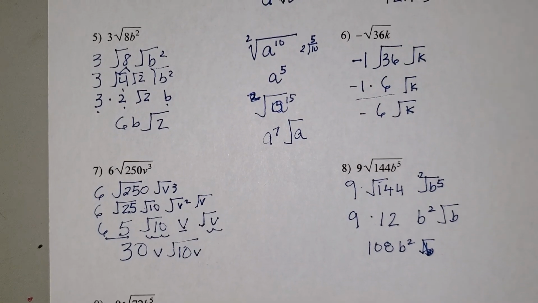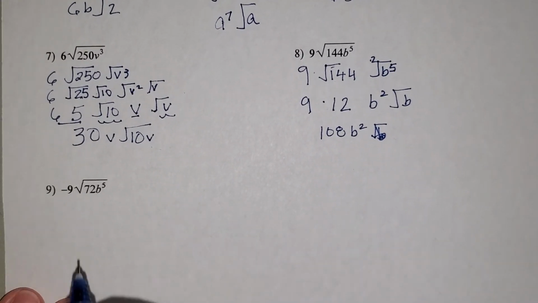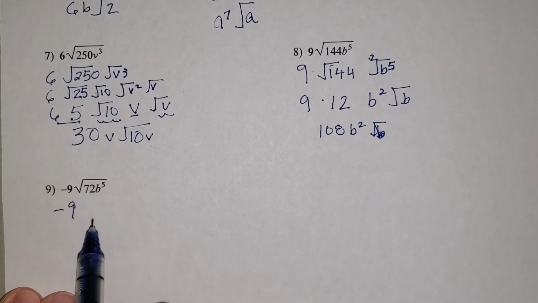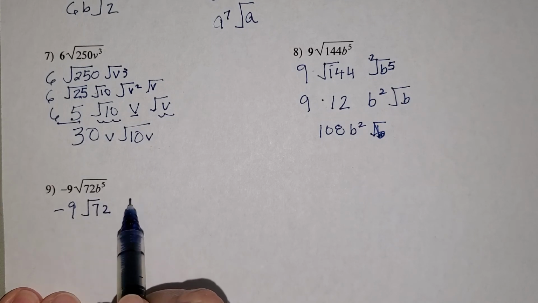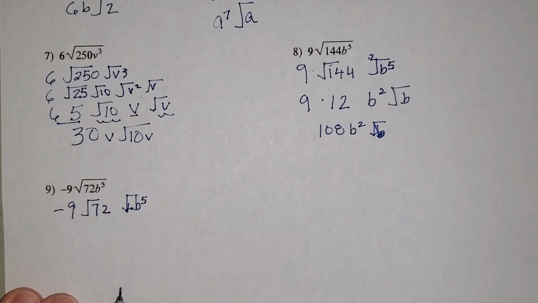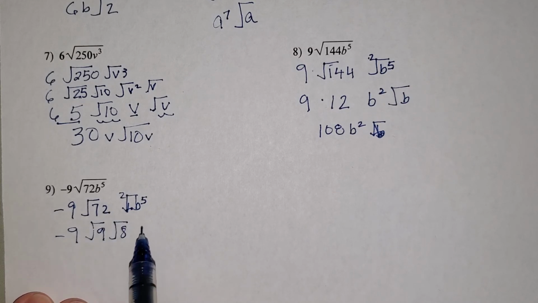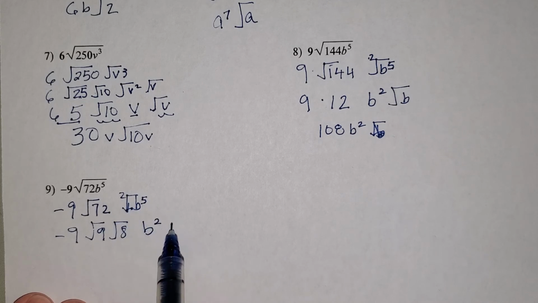Okay, and then let's look at this last problem here. Okay, we have negative 9 hanging out in front. We've got the square root of 72 and the square root of b to the fifth. Oh, we've got that b to the fifth again. So we'll take a shortcut on that. 72 is 9 times 8. So we'll factor that to 9 times 8, both under the square root. Let's take our shortcut here. 2 goes into 5 twice with 1 left over.